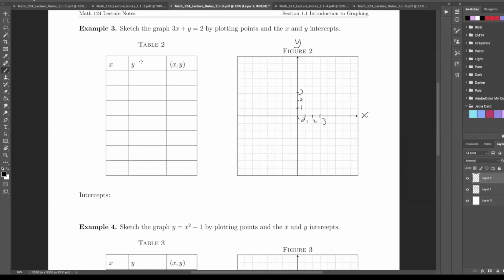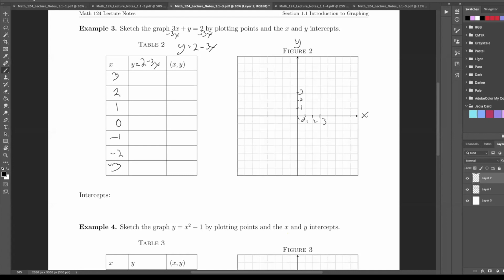All right, so can I solve this for y? Sure, I just move stuff over. Remember how we can move stuff over? So we can just subtract 3x from both sides. That gives me y equals 2 minus 3x. So here we'll have 2 minus 3x, okay? So let's go ahead and put in a whole bunch of x's: 3, 2, 1, 0, negative 1, negative 2, negative 3.